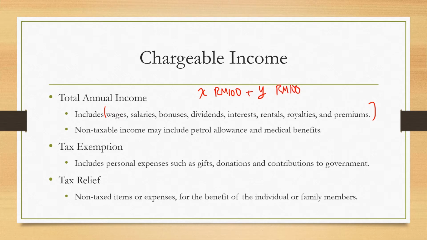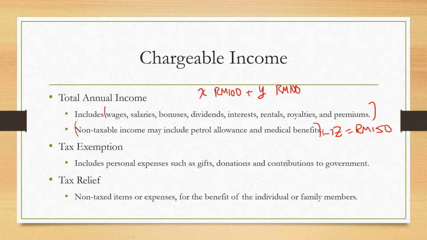To get your final total annual income in a scenario of non-taxable income, for example petrol allowance and medical benefits. For example, let's say you got medical benefits of, let's say, Z of maybe 150 ringgit. Again, these figures are not realistic, just an example. You need to minus your Z figure, so X plus Y minus Z to get your total annual income.